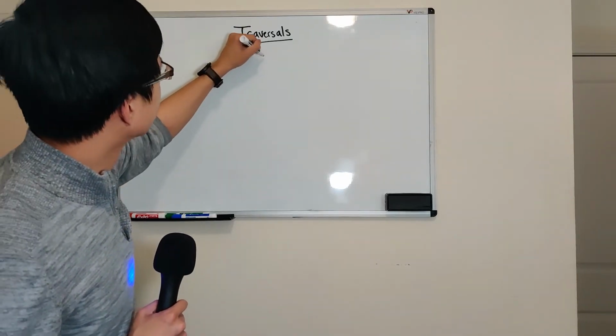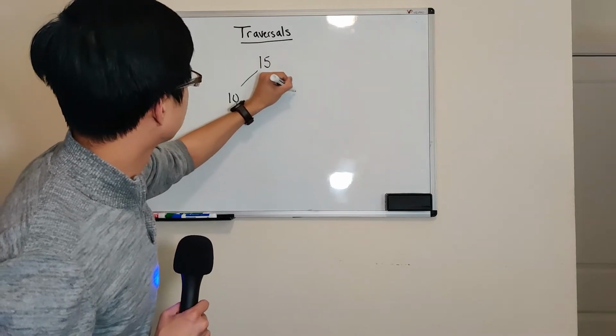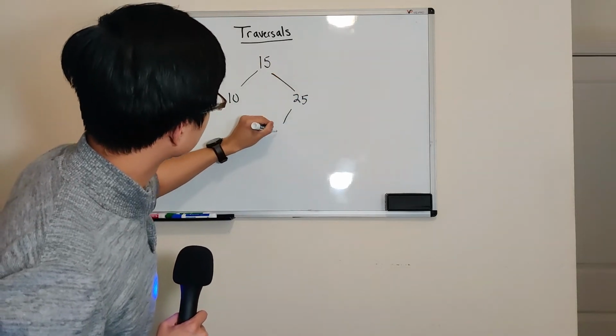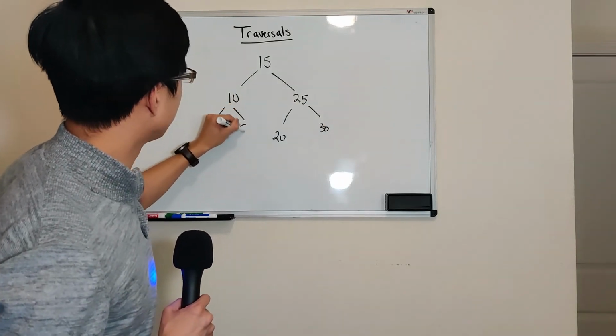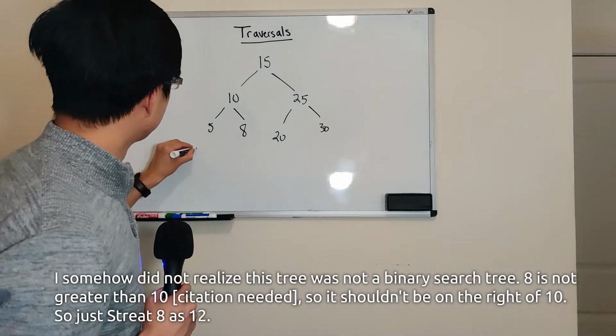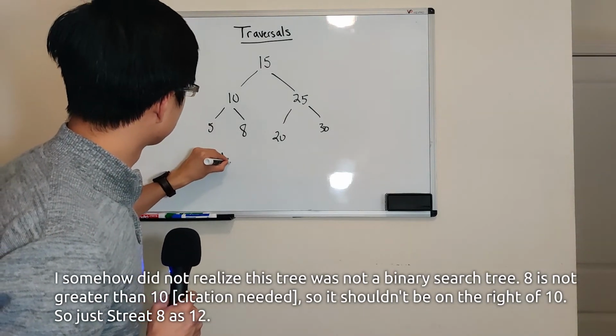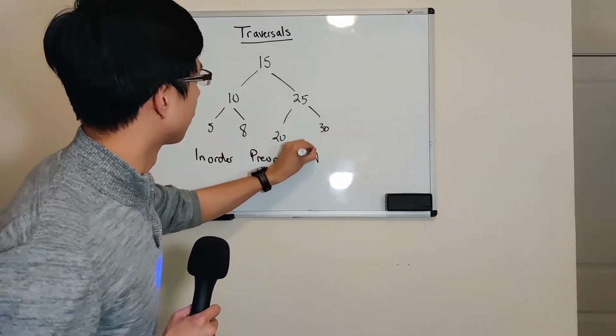So let's actually draw up a tree real quick, and I probably should have done this beforehand. But let's come up with just a very simple tree that has a couple of nodes here. Okay, so this should do. All right. There are 3 different types of traversals. There is an in-order traversal, there's pre-order, and then there's post-order traversals.